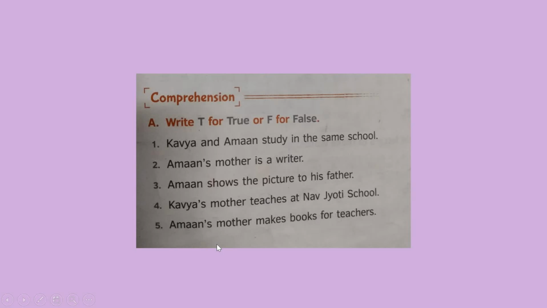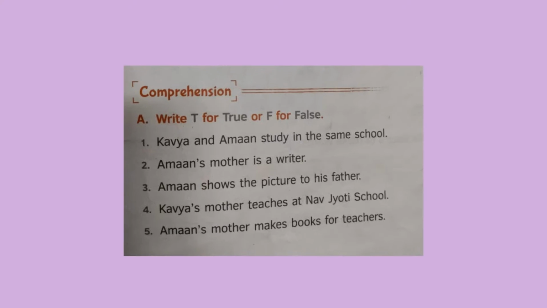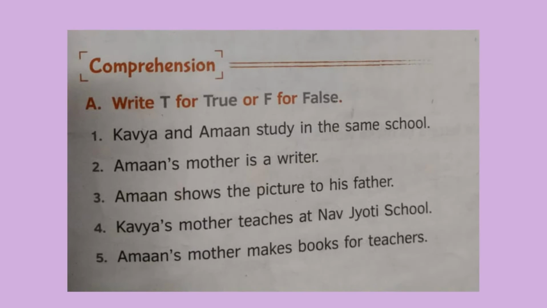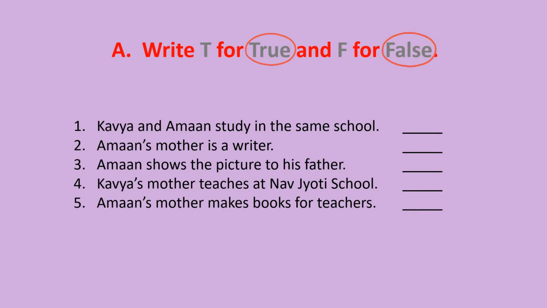Okay, so I'm going to start with the comprehension first, that is part A. Write T for true or F for false. Five statements are here. We start with the first one: Kavya and Aman study in the same school. Is it true or false? It is true. Aman's mother is a writer. Is it true? No, it is false.